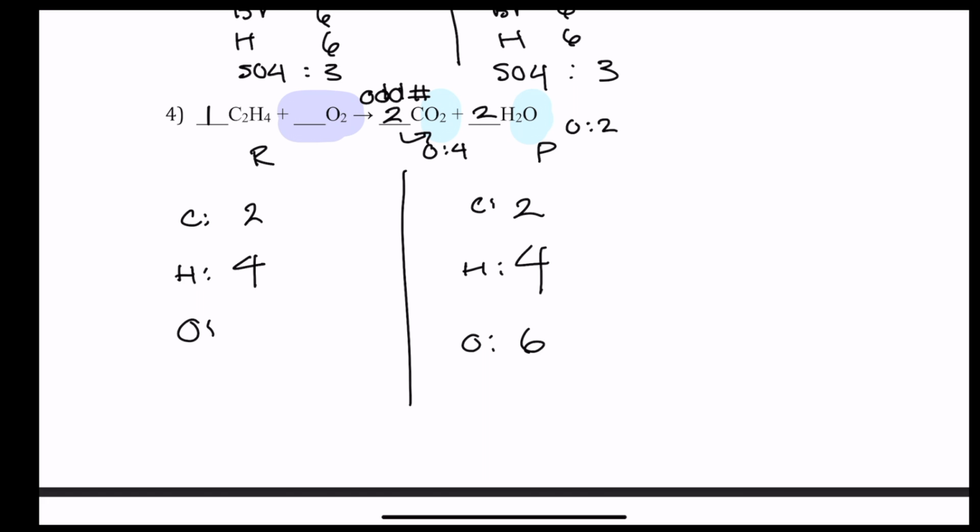Now on the other side is O2. So to get O2 to 6, we need to make the coefficient 3. So when you do 3 times 2 equals 6. So our equation balances out like this.